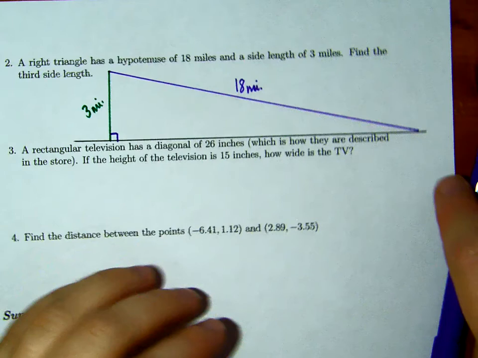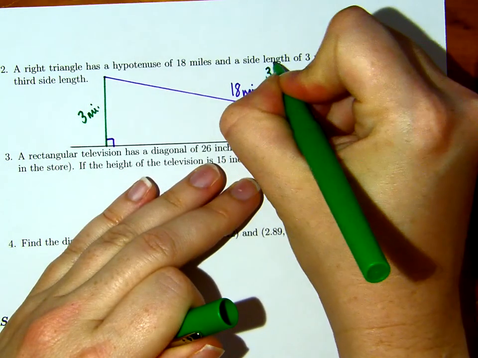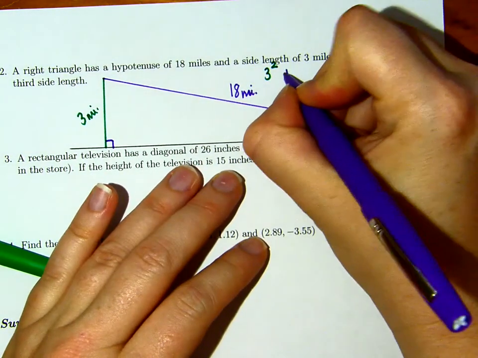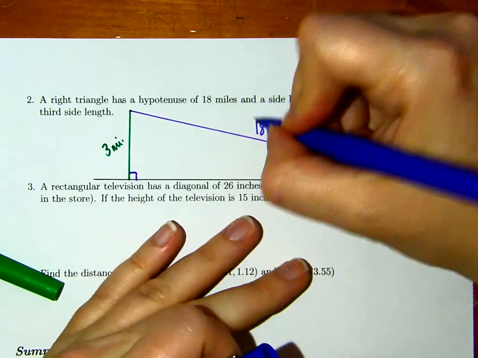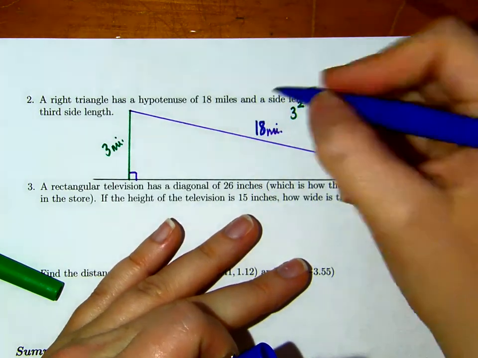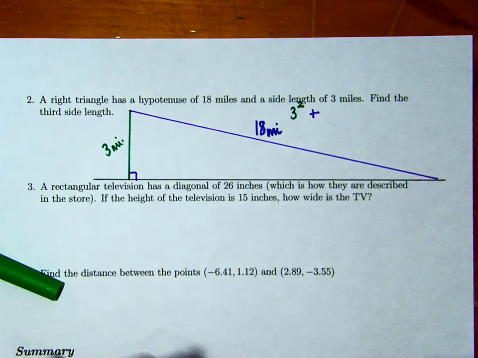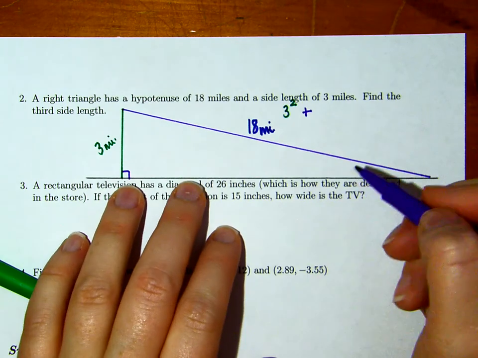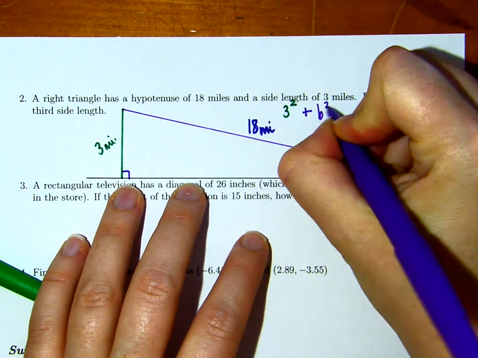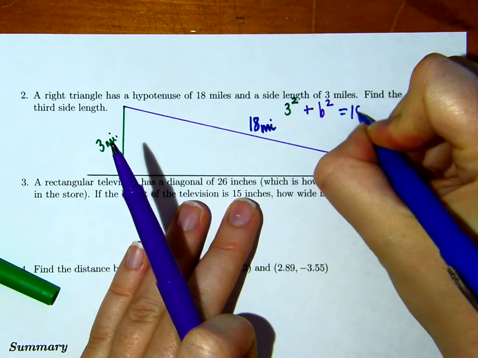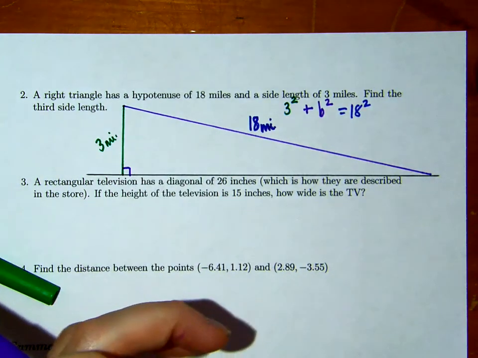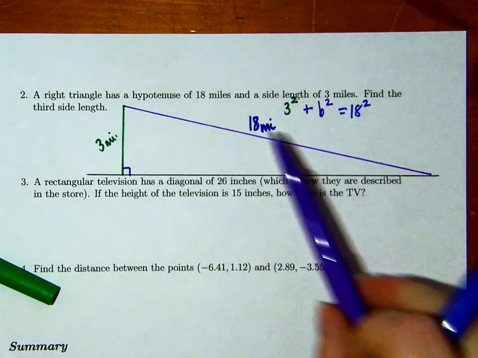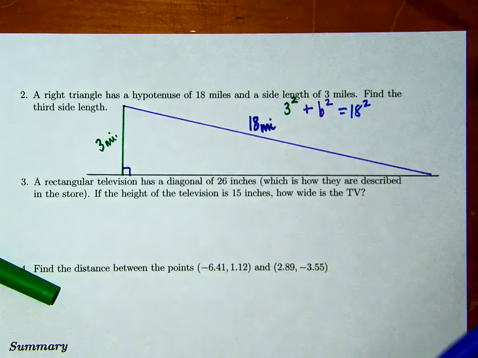So this is saying 3 squared plus, I'm going to turn this into the blue side that it usually was for all the other problems, 3 squared plus we don't know squared, I'm going to call that side B, equals 18 squared, because 18 is now the longest side. So we have to be careful about where we put these.